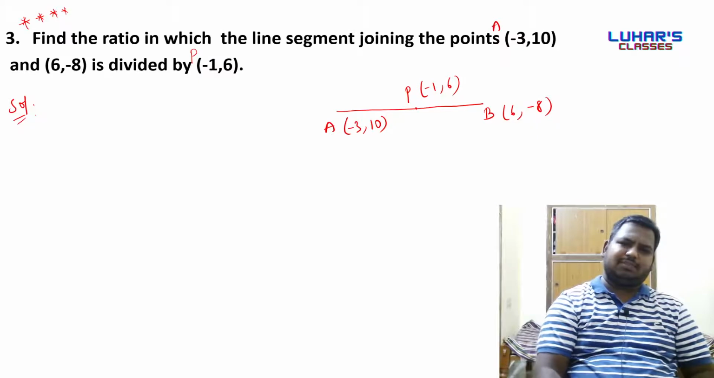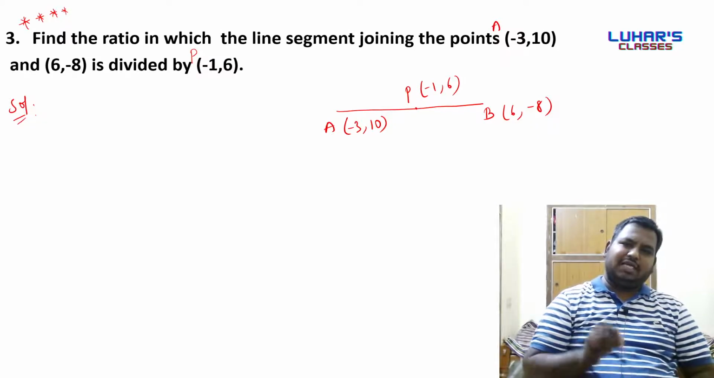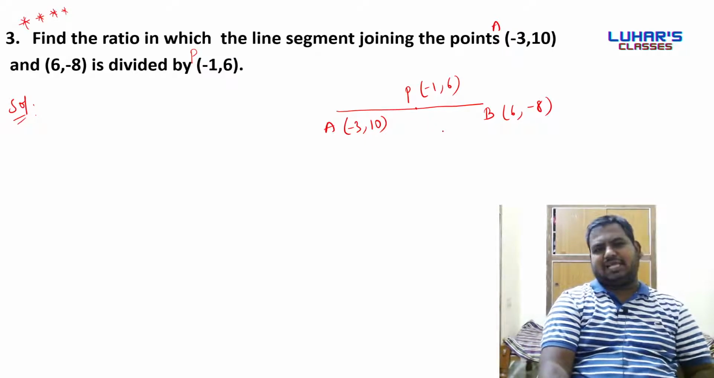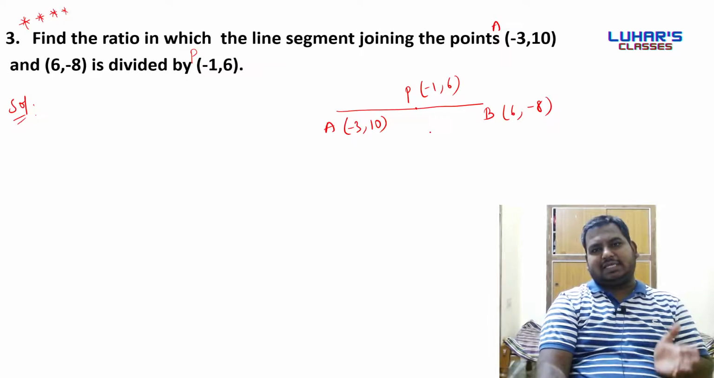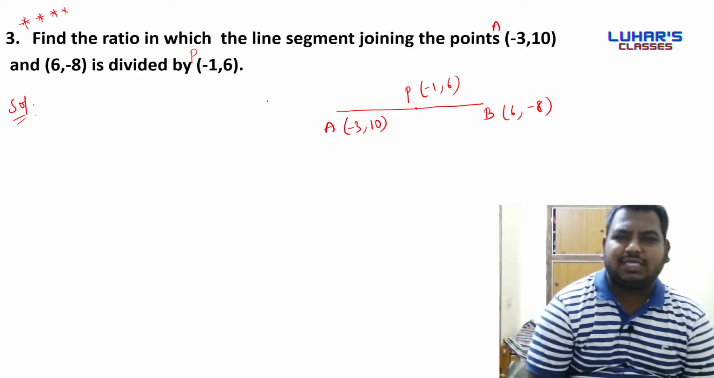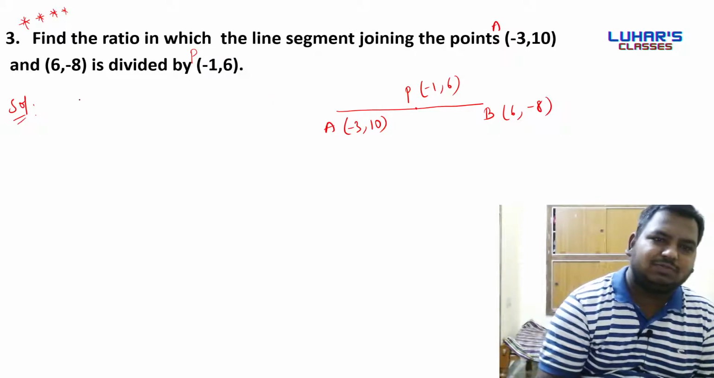The question is very simple. We have to find out in what ratio the point P is dividing the line segment AB. In the previous problem, the ratio and the coordinates of the endpoints were given, and we found the point P. But here it is different.